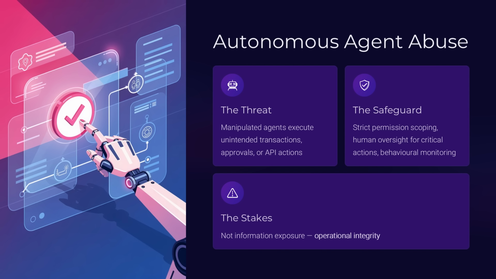This is no longer only about information exposure. It is about operational integrity. Architecturally, this requires strict permission scoping, human oversight for critical actions, and behavioral monitoring. Autonomous systems increase efficiency, but without guardrails, they increase systemic risk.